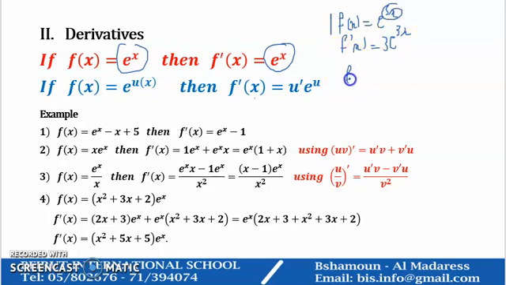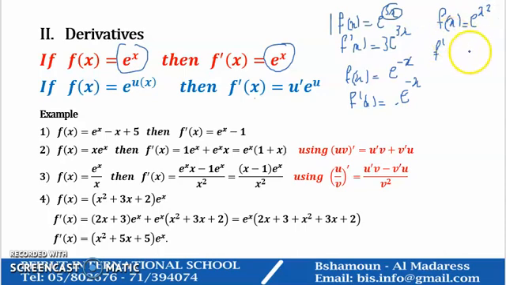What about f of x equal e exponent minus x? Then f prime of x equal minus e^(-x). Now, another example here, if f of x equal e exponent x squared, then f prime of x equal 2x e exponent x squared.